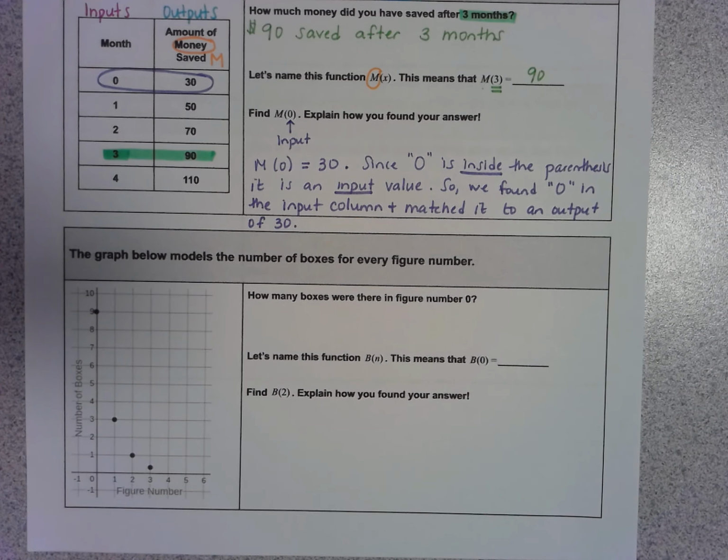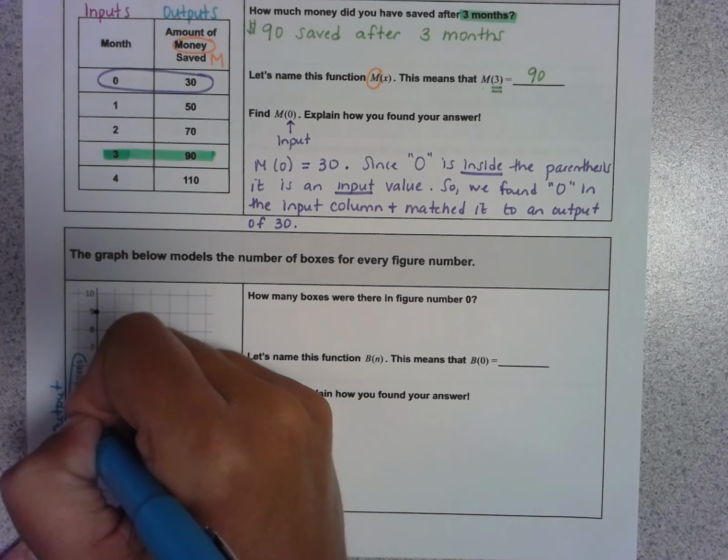For the next problem in this video, we're going to go through the same thinking process but with a graph. So the graph below models the number of boxes for every figure number. Just like before, we can tell that the inputs are figure numbers, but this time it's because it's on the bottom on the x-axis, just like we know that the inputs were the left-hand column. And we can also identify the outputs by looking at the label on the vertical axis, the y-axis, and the output is the number of boxes.